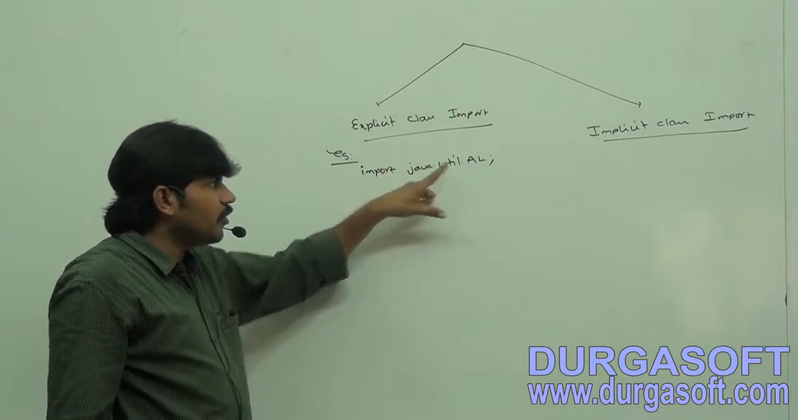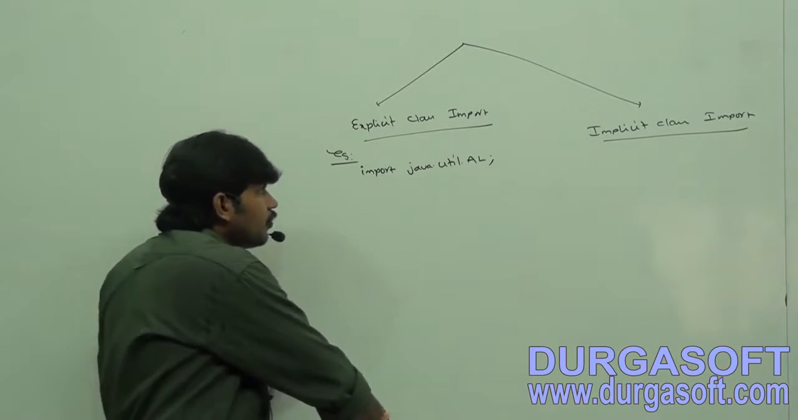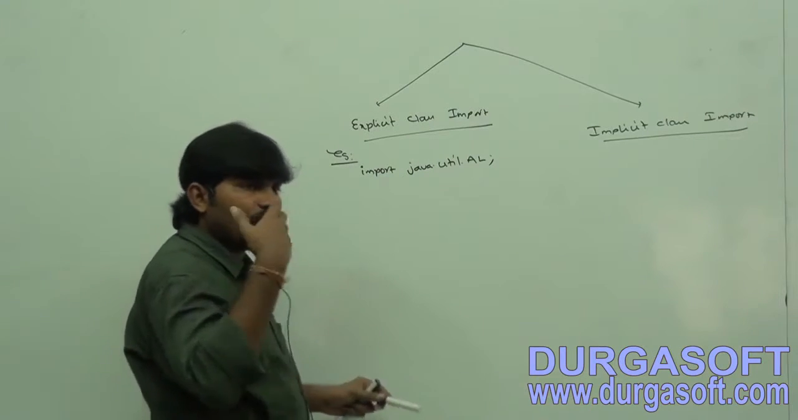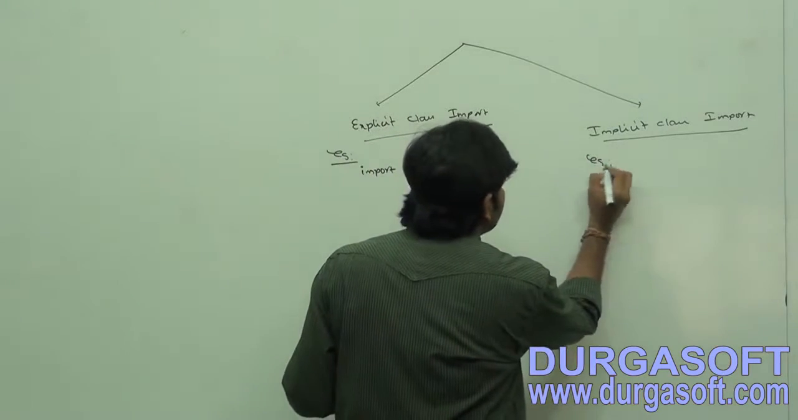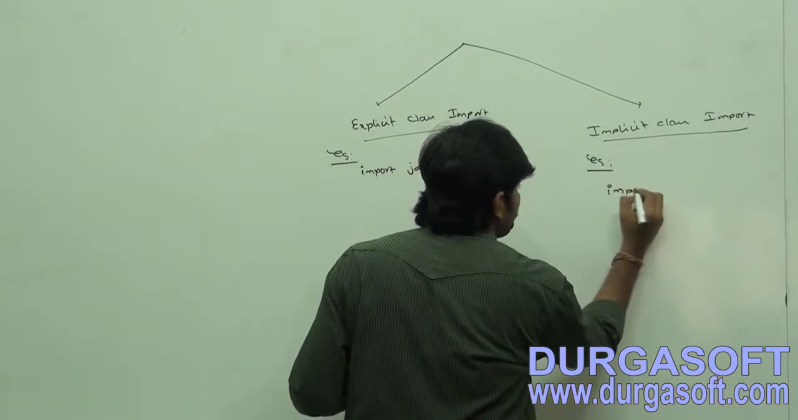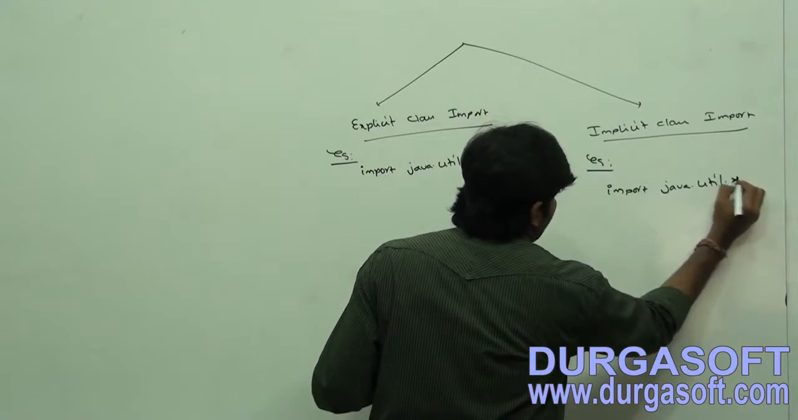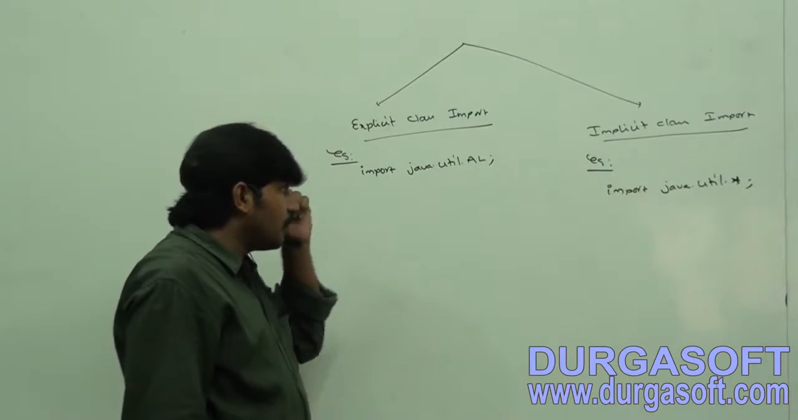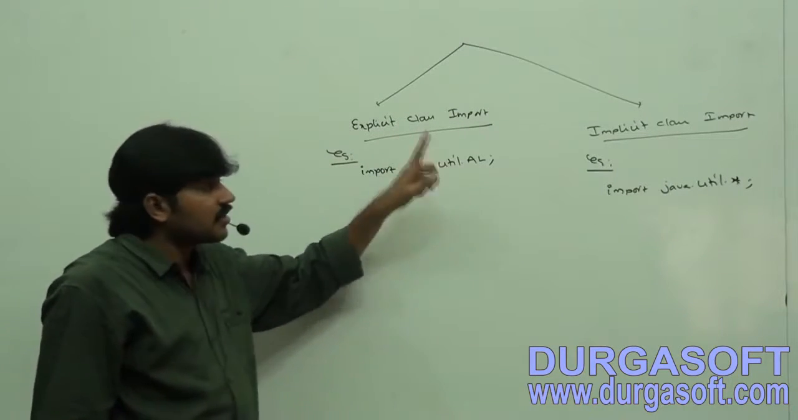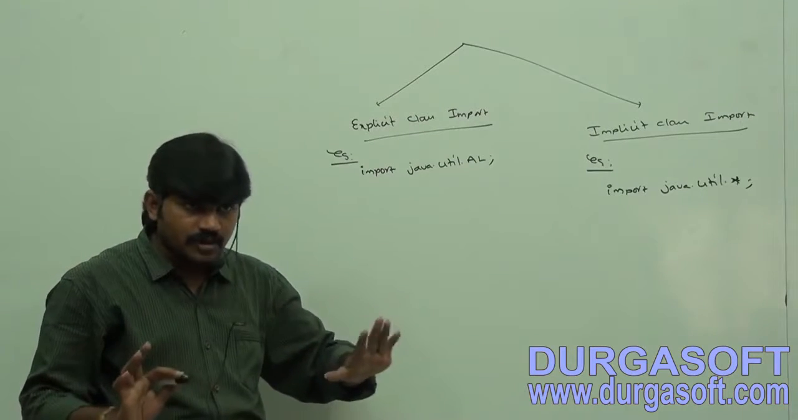Sir, can you please import a particular class, ArrayList, like we are taking? Or, can you please import all classes present in util? That is the implicit import: import java.util.*. There are 2 types of import statements we have. First one is explicit class import, second one is implicit class import, right? Are you able to understand?